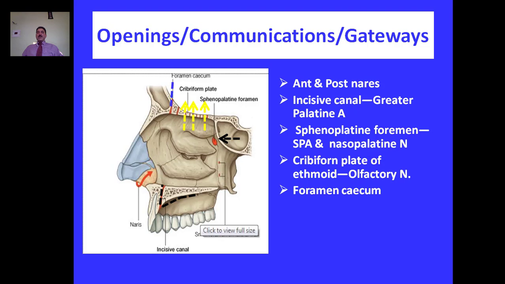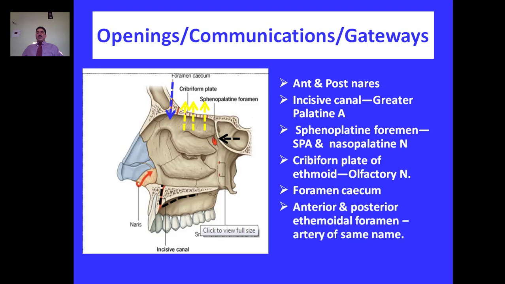Foramen cecum is a communication between the anterior cranial fossa and nasal cavity. Occasionally, an emissary vein is present in this foramen, which drains into the superior sagittal sinus. Anterior and posterior ethmoidal foramina carry the artery and nerve of the same name. In addition to these, small foramina are also present in its lateral wall.